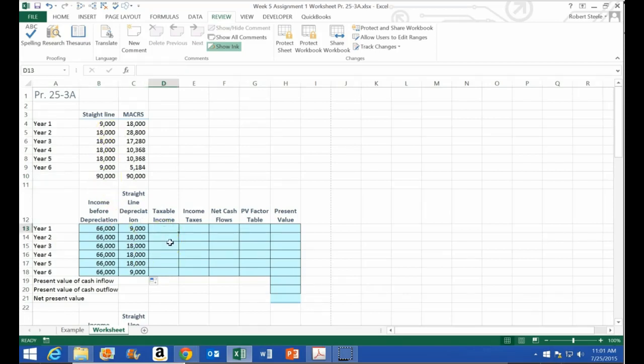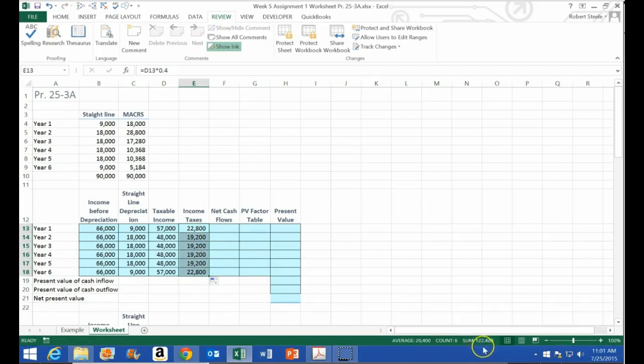To calculate the income tax for each of these years, we'd have a deduction of the depreciation in this format. Each year, we have $66,000 minus this depreciation expense, and we can copy that down. That would be our taxable income throughout that time frame. Then for our income taxes, remember that our tax rate was 40%. So if we take our taxable income times 0.4, that would give us the income tax. If we copy that down, that's how much income tax we're going to pay each year.